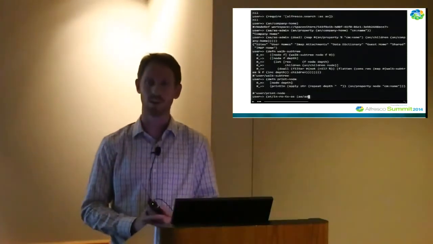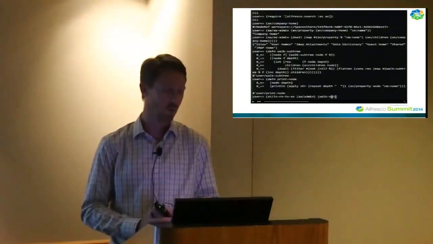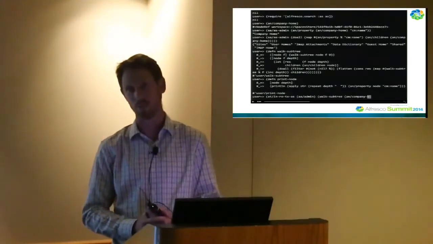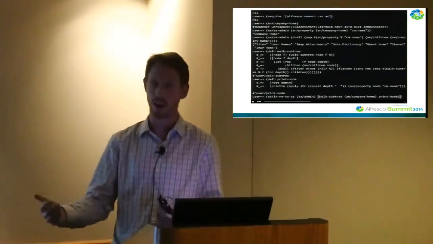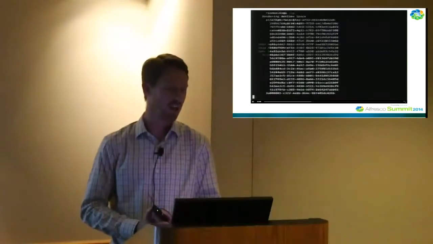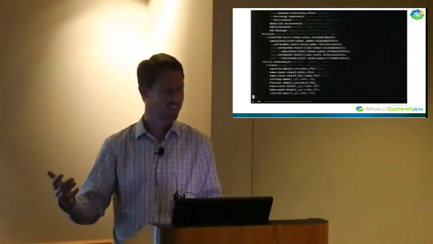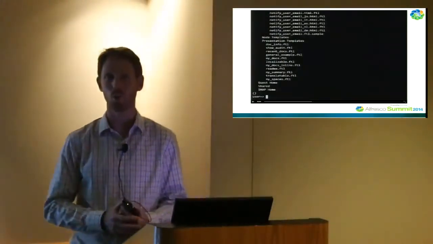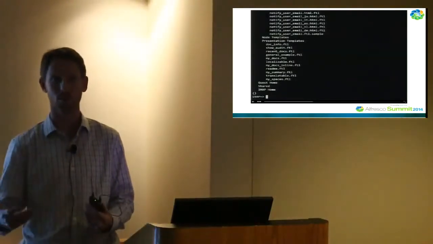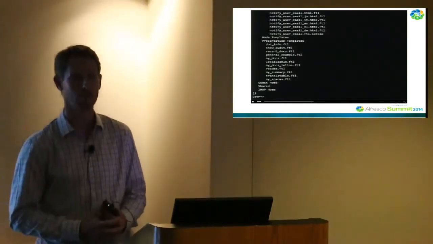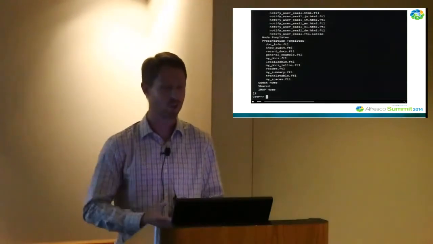So putting that all together, we can simply say walk the subtree, starting at company home, and call print node as you go. And after a bunch of stuff, you can see it's printed out all of the names of every single node in this default install that exists under company home. And that was all just one little line of code.